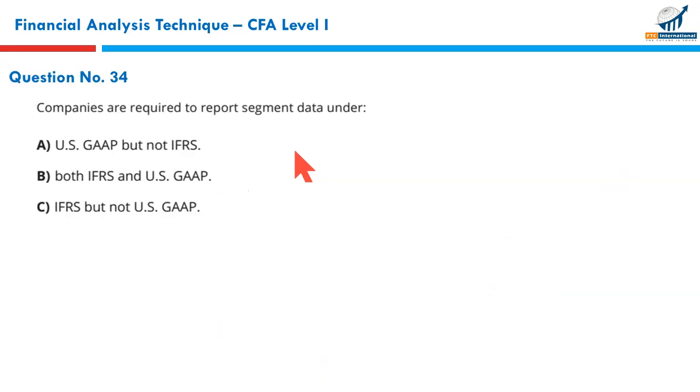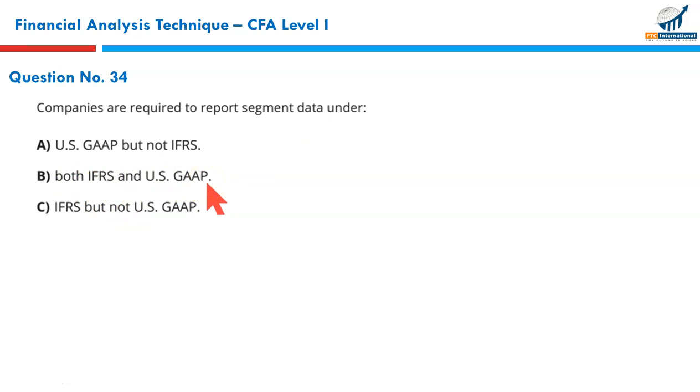Next, this is the one we did. Companies are required to report segment data under what? We studied a little while earlier. Segment data is needed in the case of US GAAP, but those who have read the text, segment data is required for IFRS as well. So remember, the segment data is needed under IFRS and US GAAP, both. That makes B to be the correct option.